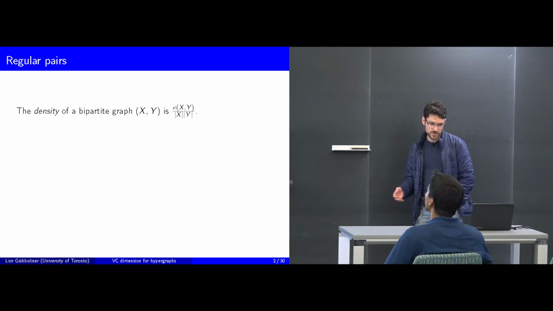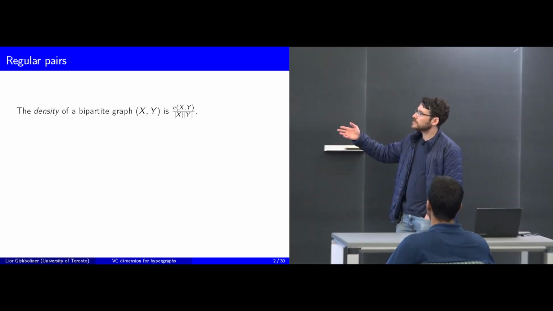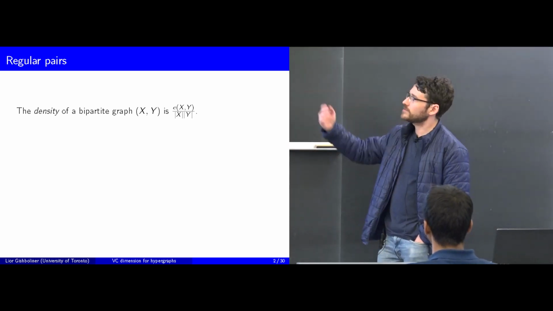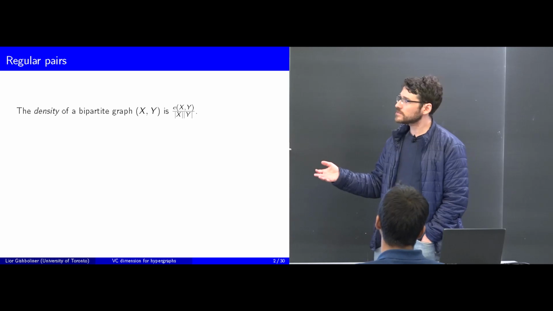So the basic definition that we need is a regular pair. So first we define the density. So if we have a bipartite graph with parts x and y, the density is just the fraction of pairs which are edges.